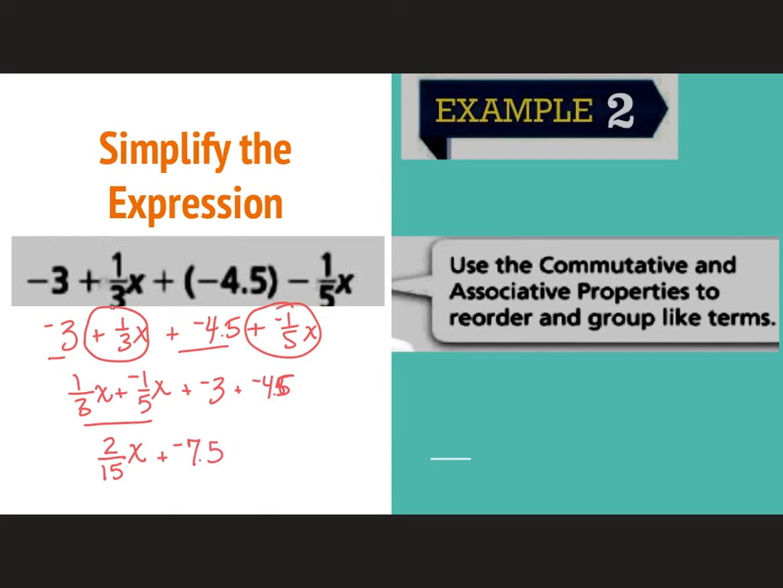Now, the last step is to go through and make sure I've simplified by changing any of my double signs back. So rather than adding a negative, I'm going to keep, change, add to subtract, flip the negative 7.5 to positive. And so now I have 2/15 x minus 7.5. Voila.